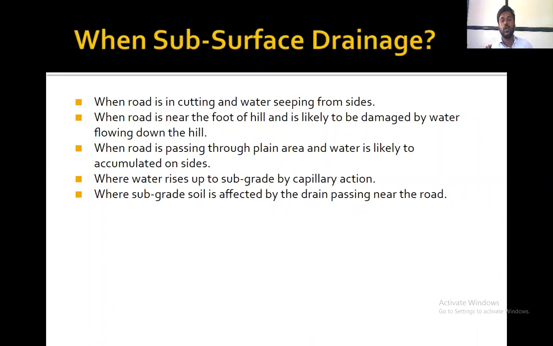Also, the subgrade soil is affected by a drain passing near the road. If the drain is passing near the road and the proper depth of that drain is not maintained, whatever water is there has chances to percolate into the subgrade soil. At that time also, the moisture content of the soil will get increased. For that purpose only, the drainage should be provided at least 1 to 1.5 meters below the soil level.